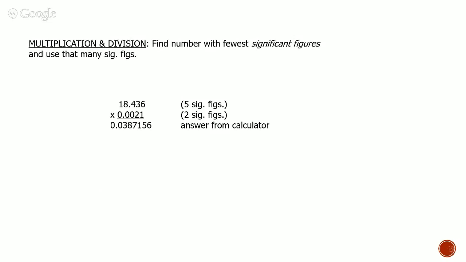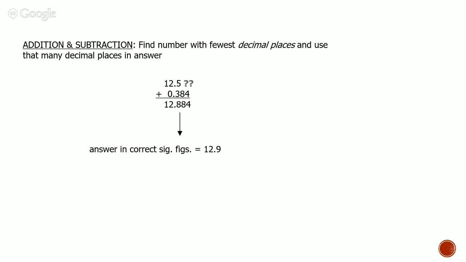If you're multiplying and dividing, you go by significant figures. Whichever number has the fewest significant figures, you round to that many sig figs. So if you're multiplying these two numbers together, your answer on your calculator is 0.0387156. But again, there's some uncertainty in some of these digits, for similar reasons to the question marks I showed earlier for the addition problem.